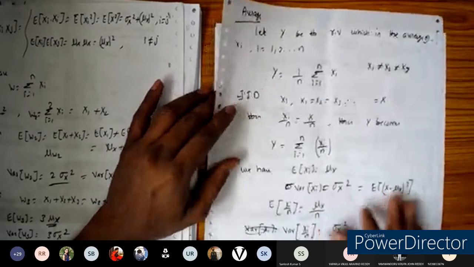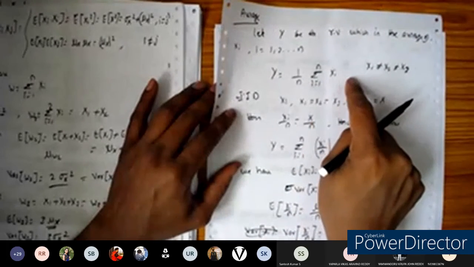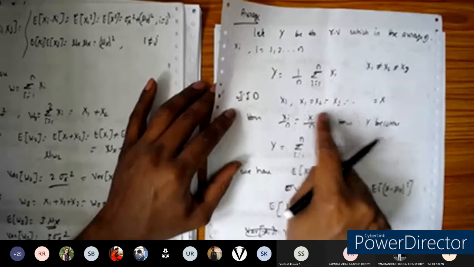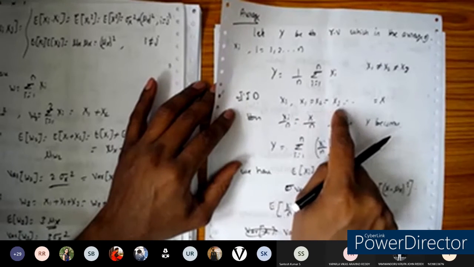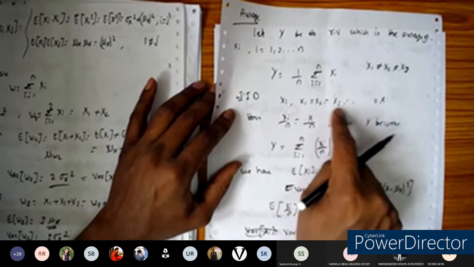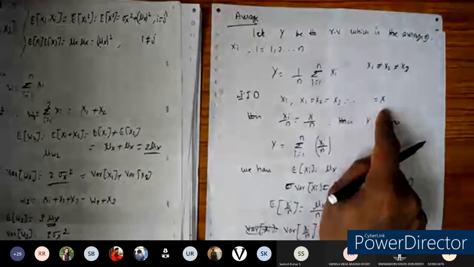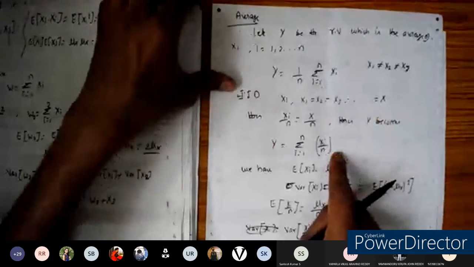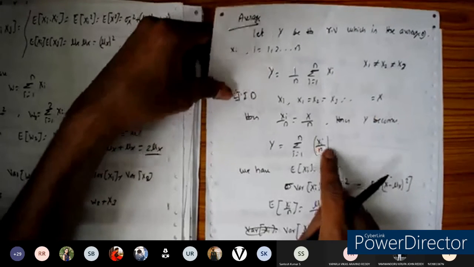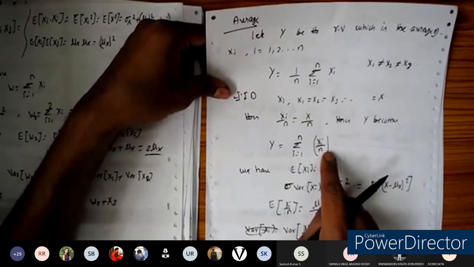Okay, fine. So we have taken y, which is the average of the independent random variables we considered. After that we introduced the concept of IID, where xi is equal to x1, x2, x3 and so on, all equal to x. So this has become the random variable y, the average of the IID random variables we considered here.